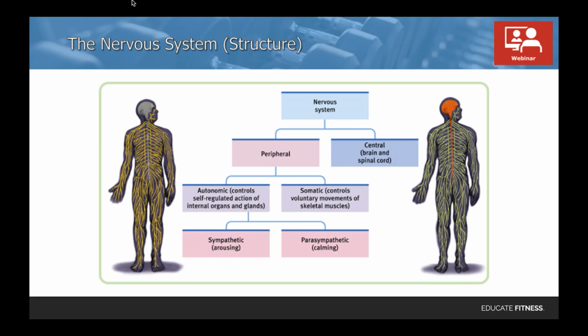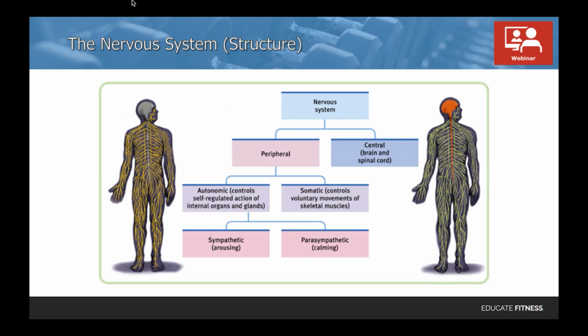As part of your peripheral branch, you also have an autonomic branch. Now, the autonomic nervous system branch controls internal organs and glands. So you'll be looking at things like your lungs, your heart, your stomach, your bladder, or internal glands, internal conditions of the body.